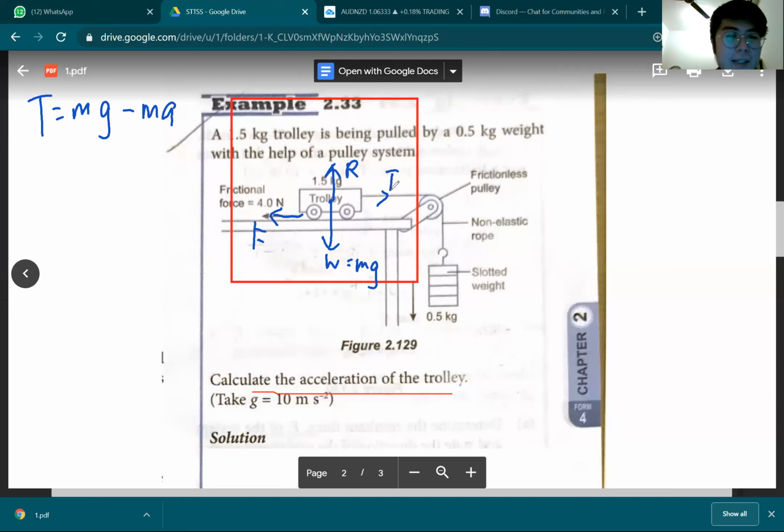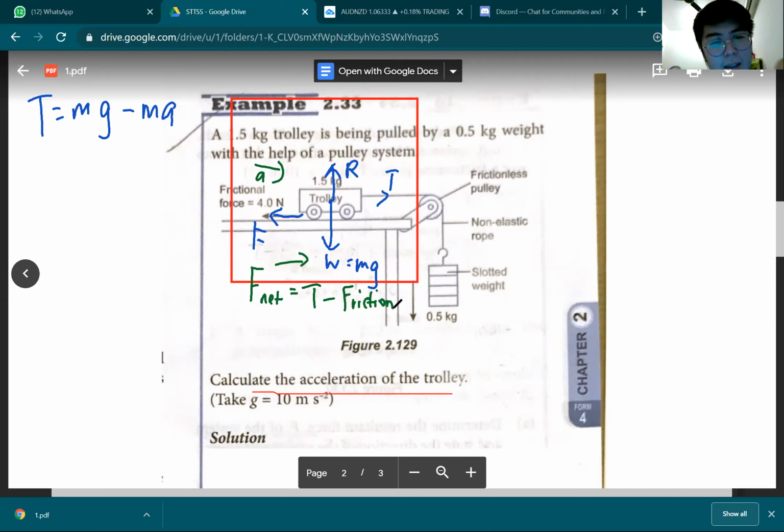Now, work out the acceleration. Where is the object moving? It is moving to the right, right? It's moving to the right, meaning that acceleration is to the right. Acceleration to the right, F net is to the right. What is my F net? Equals to T minus F friction. In order to accelerate to the right, my tension has to be greater than the frictional force. So, which is why I write T minus friction.